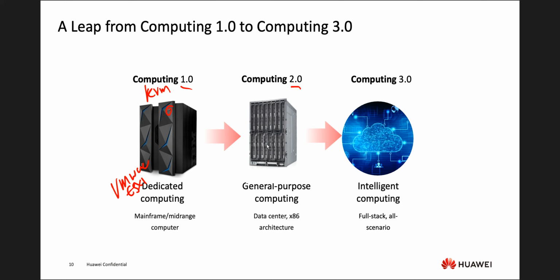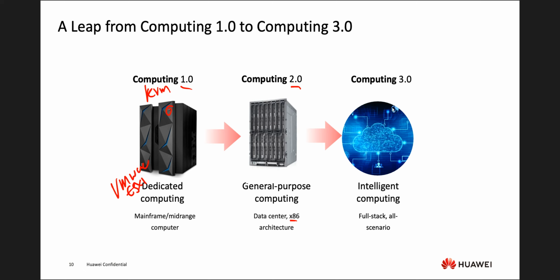Remember what we said about 2.0. This is where you have general purpose computing. So you have your x86 server architecture, and you have your data centers. And here you have the likes of OpenStack and all these other vendors that play together to run that particular software on there.